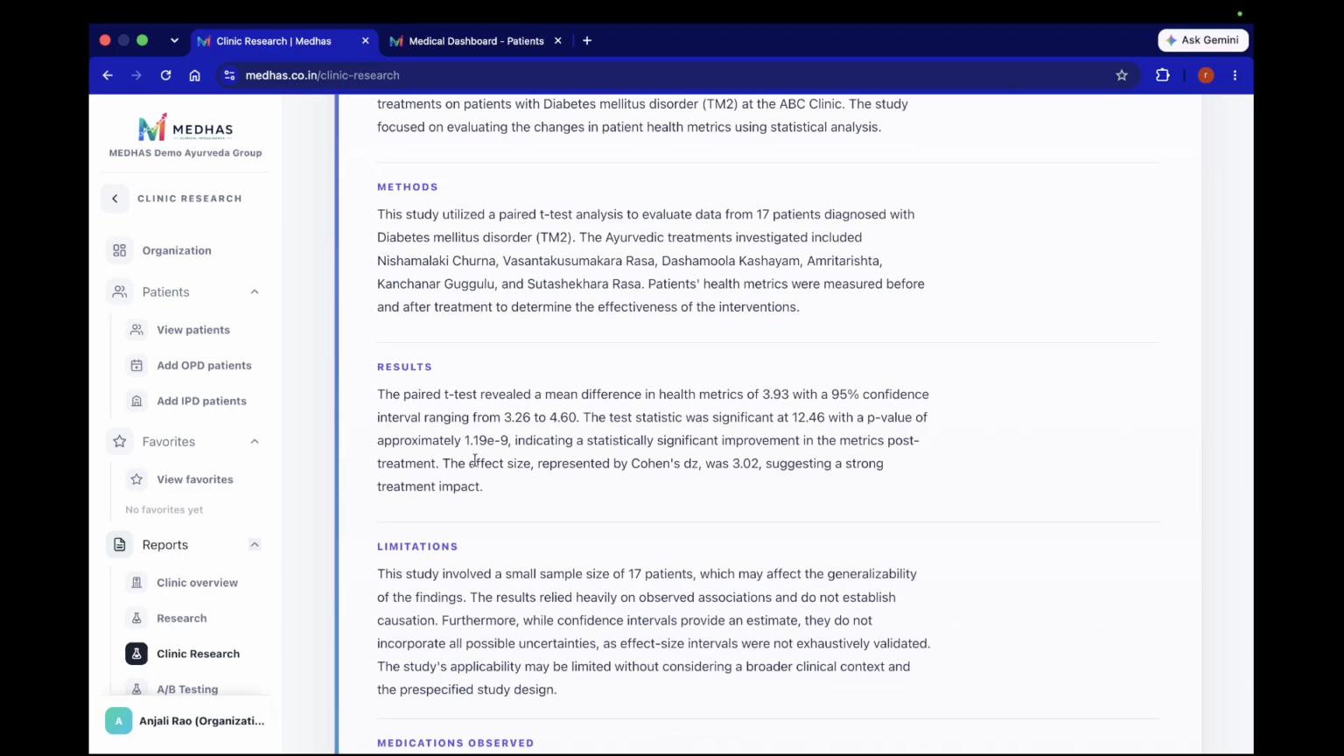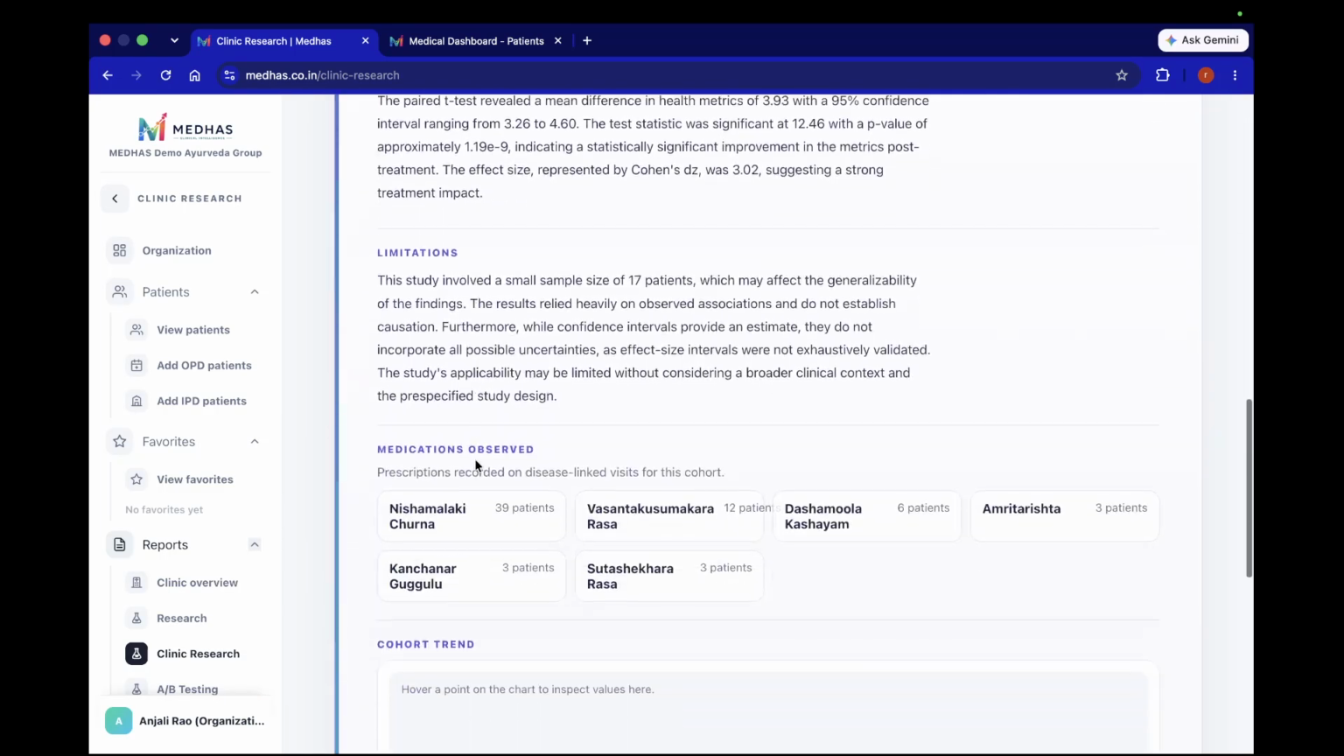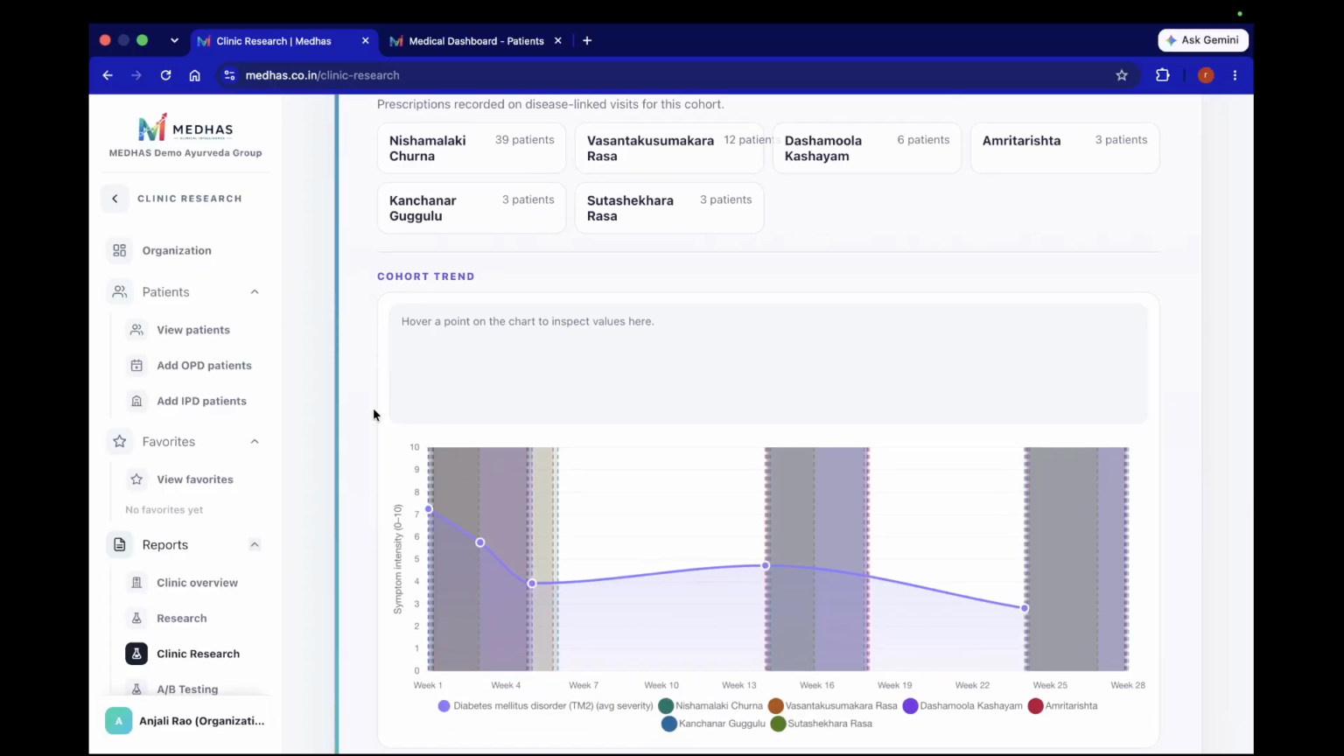So the LLM is used only to articulate, that means it will just present it in an understandable language, but all the calculations are happening with mathematics. This is the research module.